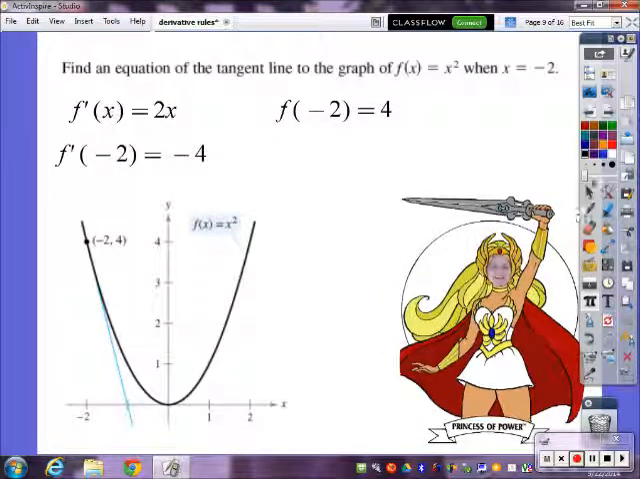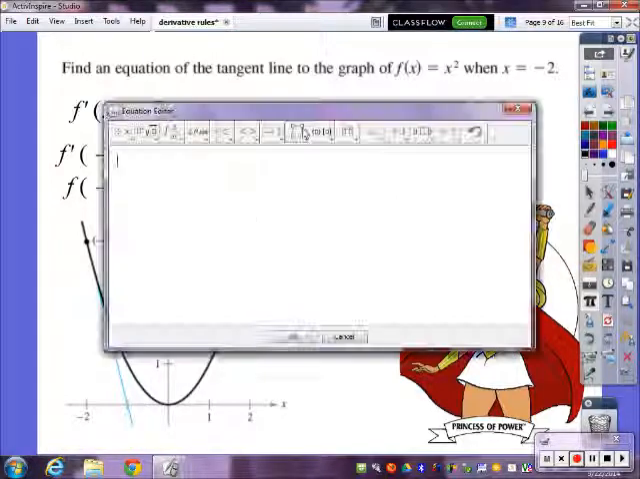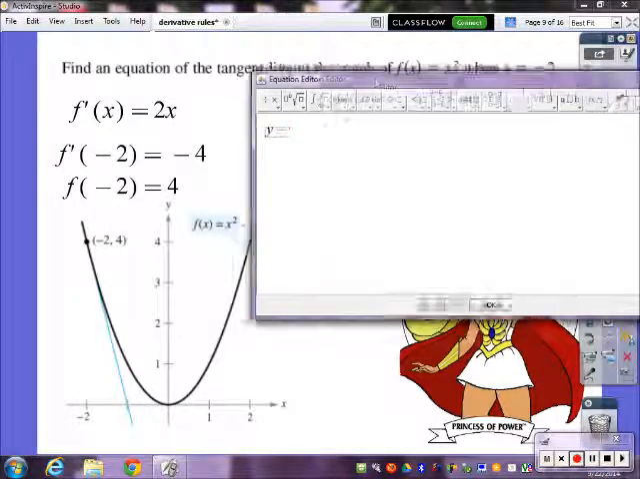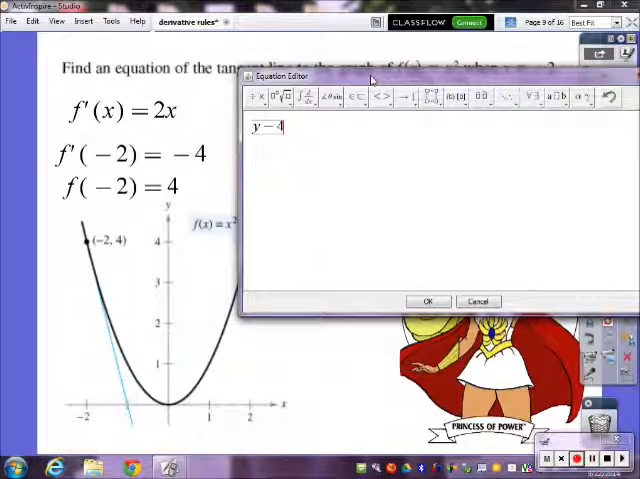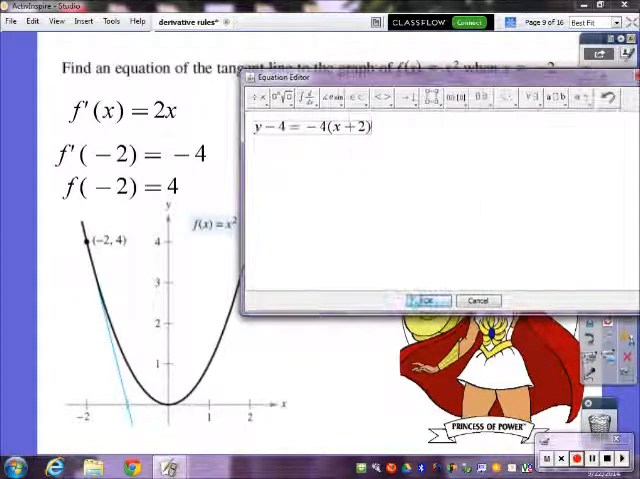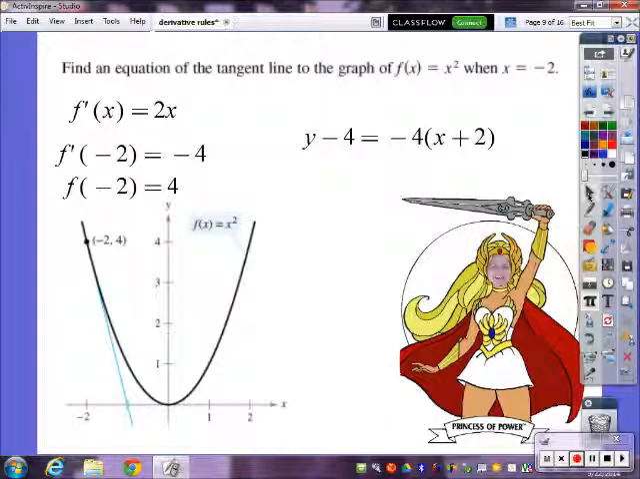So now I have everything I need to make the equation of my tangent line. I have my slope and I have my point, negative 2, 4. So using point slope form, I would say y minus y1, which we said was 4, equals m, the slope, which is negative 4, times x minus x1, which was, excuse me, negative 2. So make that plus 2. And so that would be the equation of my tangent line.